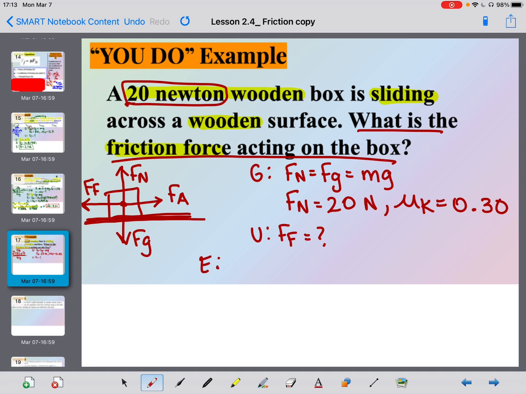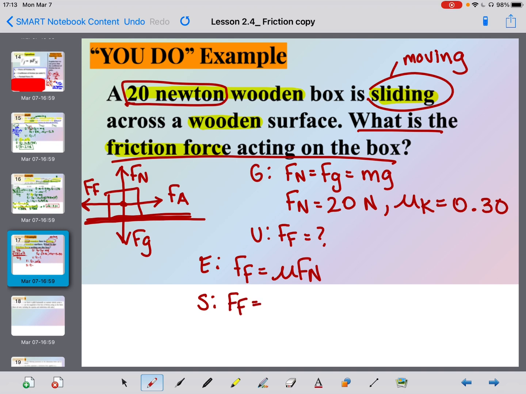The equation that you'd be using, just like all the other ones on page 6, would be FF equals mu times Fn. When we substitute, remember, sliding means moving. That's why we're saying the kinetic coefficient of friction. So we're going to denote that here. The frictional force, we don't know what that is, but we know this guy right here is 0.30. Again, unitless, so please do not put any units next to it, times the normal force of 20 newtons, and you should get a frictional force of 6 newtons.